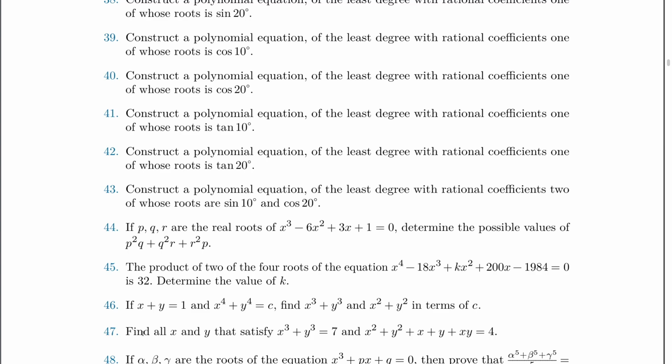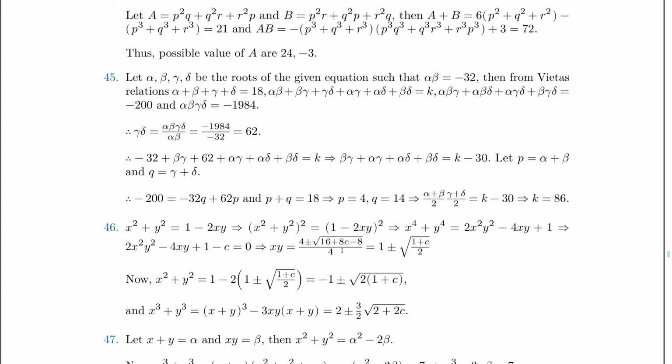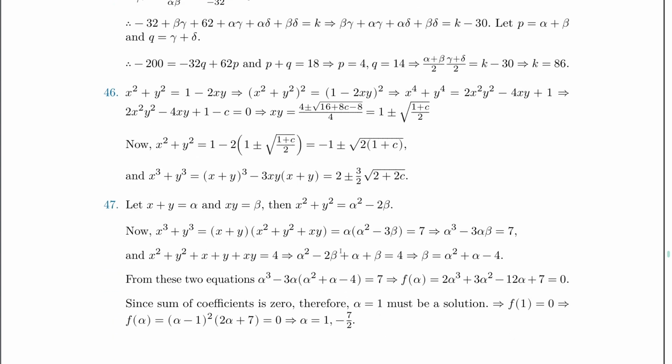Question 47 says that find all x and y that satisfy x cube plus y cube is equal to 7 and x square plus y square plus x plus y plus xy is equal to 4. So for this, what we do is we let x plus y is equal to alpha and xy is equal to beta. In that case, x square plus y square becomes alpha square minus 2 beta.